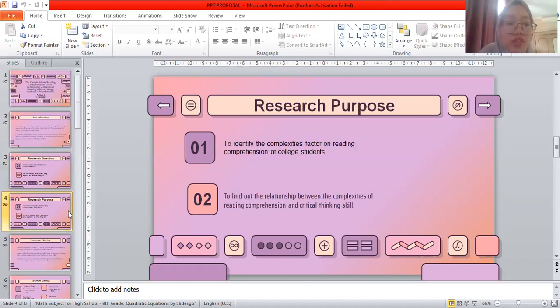And for the research purpose, I have two aims for this study. First, to identify the complexity factors in reading comprehension of college students. And the next is to find out the relationship between the complexities of reading comprehension and the critical thinking skills of the college students.